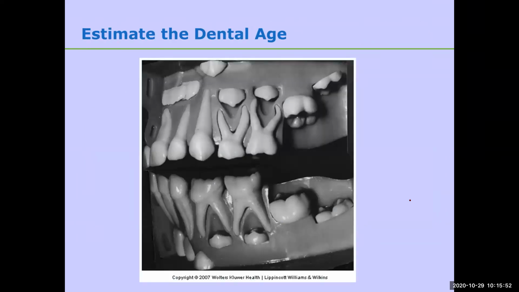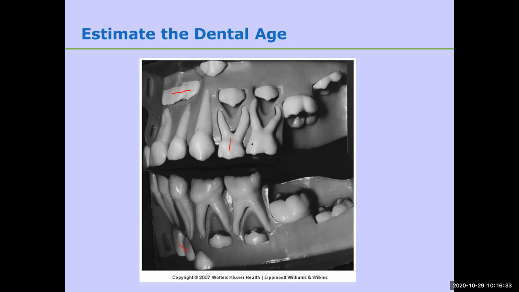Okay, you've seen this before, but how old is this child? This one, I think this one was around 3. 3 or 4? Okay, this was the picture of the 3-year-old because these are the permanent incisors here. Okay, so these are the permanent incisors. They haven't started to resorb the roots yet.